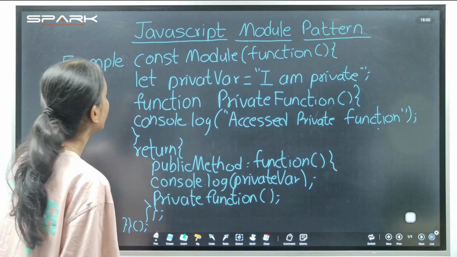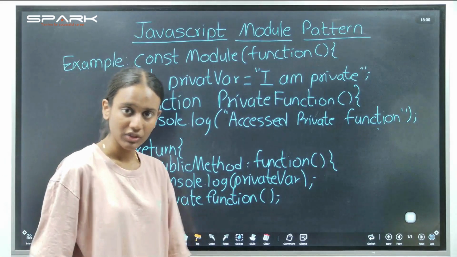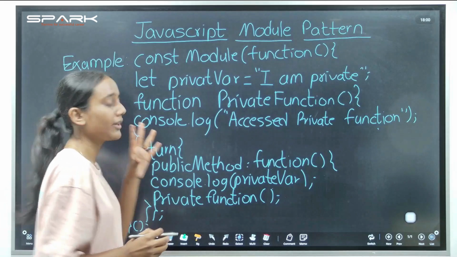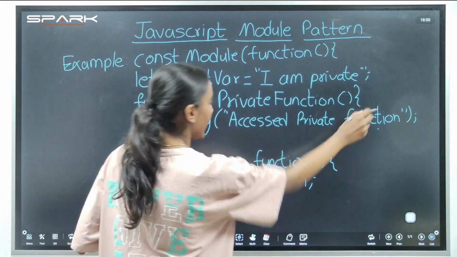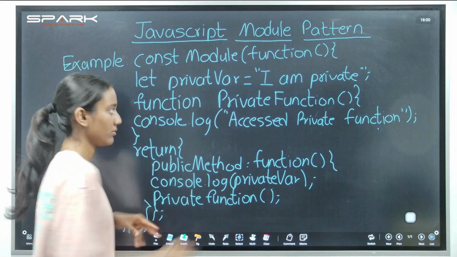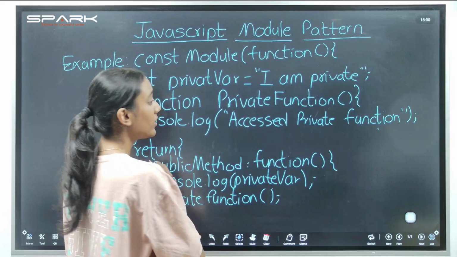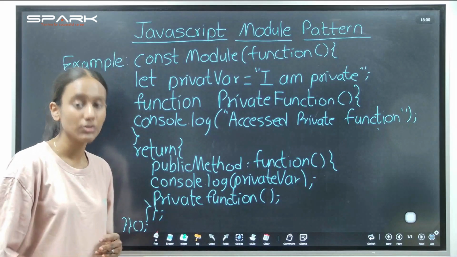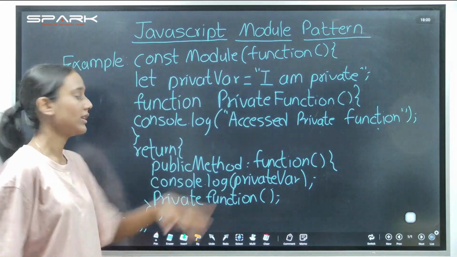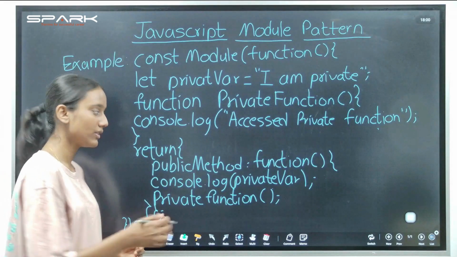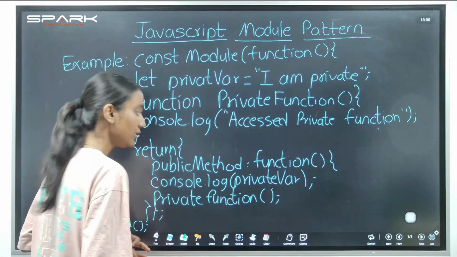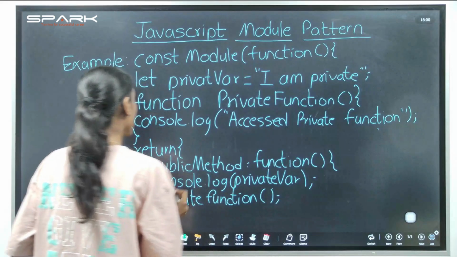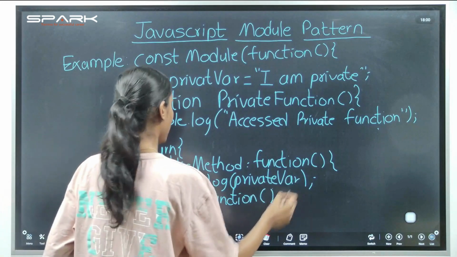First, I have created a function, and inside this constant function I have created a private variable named "I am private". Then I have created a private function. In the private function I am going to log "accessed private function". Now how to return this object? Here we have created the object. Using the return, we are returning this object with the public method. In the public method we call this function, and using console.log we can get the private variable.